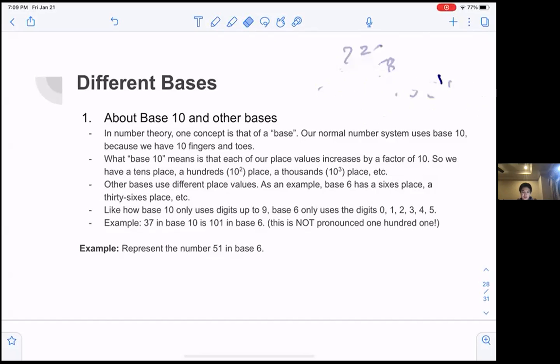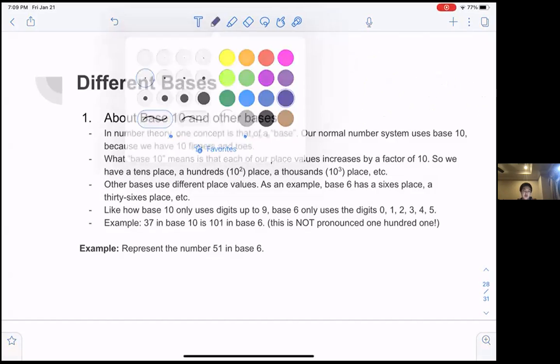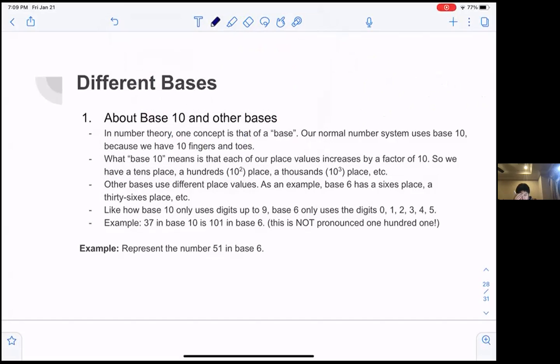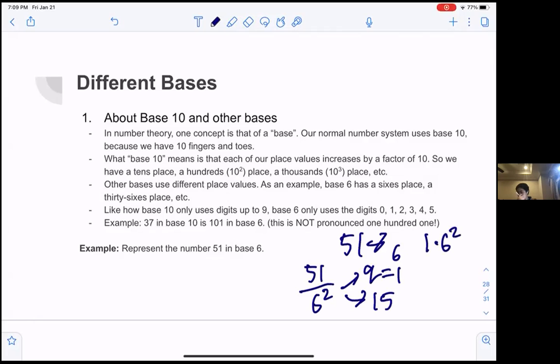And to convert from base 10 to another base, which is usually what you'll be doing, but not always, you will have something like 51 in base 6, which is what we just did, or 51 to base 6. So first we do 51 divided by 6 squared. The quotient is 1, and the remainder is 15. So basically this gives us the coefficient of 6 squared. And we always pick the biggest power that is less than or equal to the number in question to make sure we get the right digit.